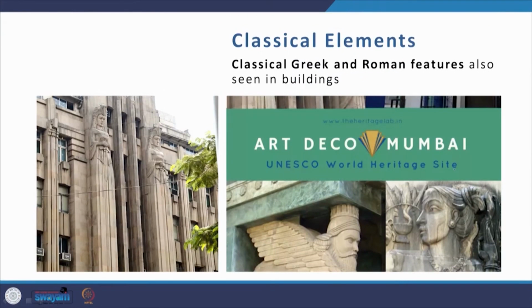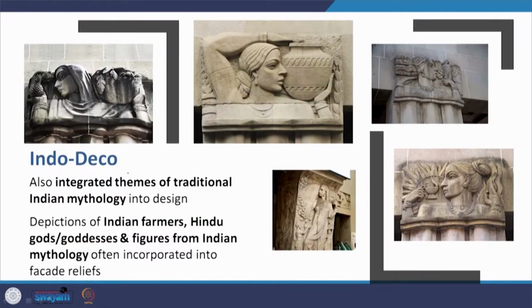Then there were the classical elements in these Art Deco buildings in terms of the decorative feature. The classical Greek and Roman features were seen in these buildings, as you can see here in this ornamentation. But there is something called Indo-Deco also. Indian architects, while working with Art Deco, brought in their own Indian specimens of artwork as a part of the Art Deco building, and also integrated themes of traditional Indian mythology into design, where there were depictions of Indian farmers, Hindu gods and goddesses, and figures from Indian mythology.